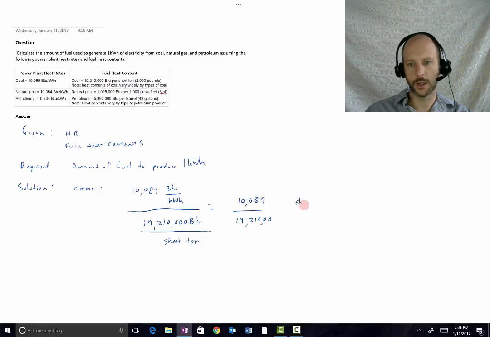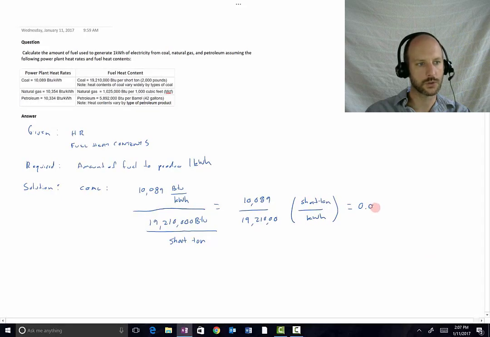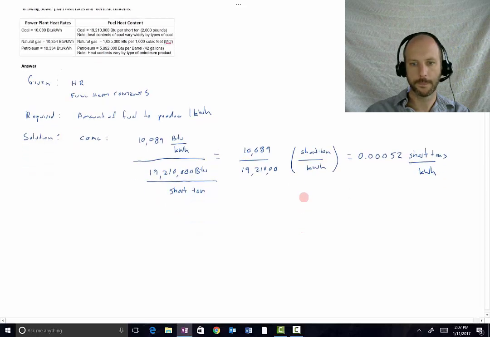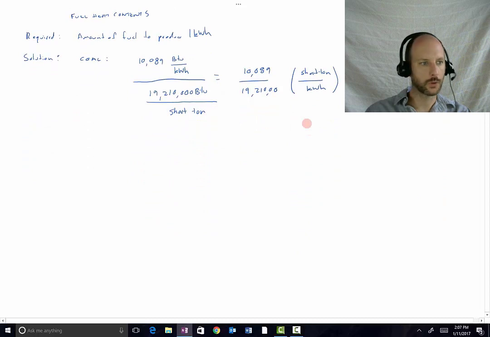So rewriting that, we got 10,089 divided by 19,210,000 short tons per kWh, and if you carry that math out, you get the answer of 0.00052 short tons. So like 5/10,000 short tons per kilowatt hour. So then we just want to repeat the process for natural gas and for petroleum.